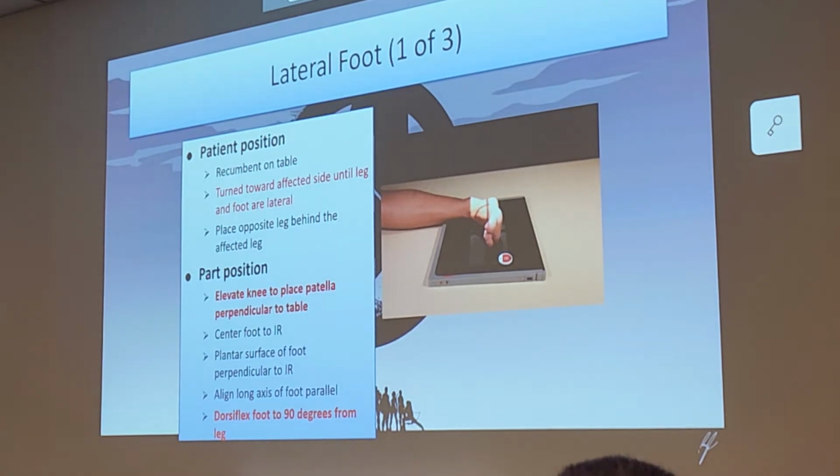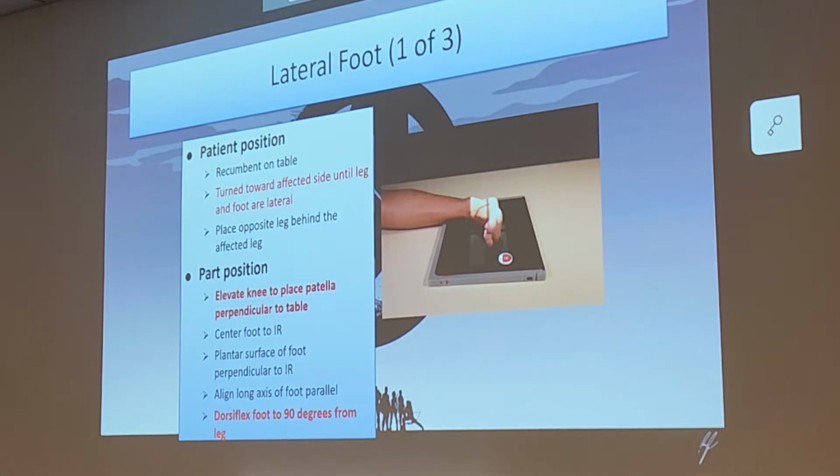I like it. So yeah, recumbent on the tailbone. Turn the affected side until the leg and foot are lateral. So when you do a lateral foot, you will always shoot from medial to lateral. I've never seen a foot done lateral to medial. You wouldn't do that. It's the only projection you'll do on a lateral foot. So he might hit you with a question, asking if lateral to medial is a proper X-ray, and that would be false. So just be aware of that. And place the opposite leg behind the affected foot, basically so the other foot is not within the image. Part positioning: elevate the knee to place the patella perpendicular to the table.